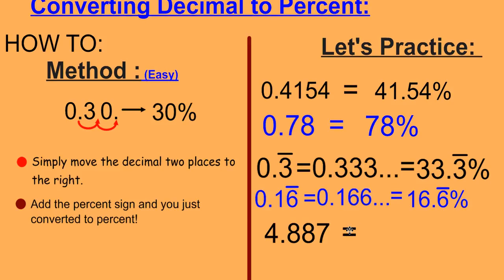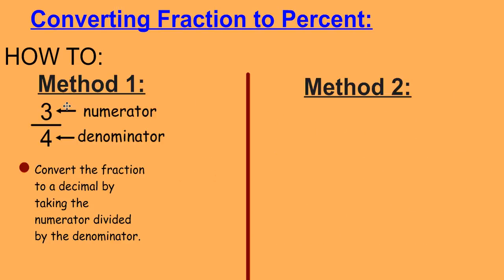And finally, this last one, what do we do when there's a whole number to the left of the decimal? Well, we simply follow the same steps. 488.7%. All right, let's move on to converting a fraction to a percent.